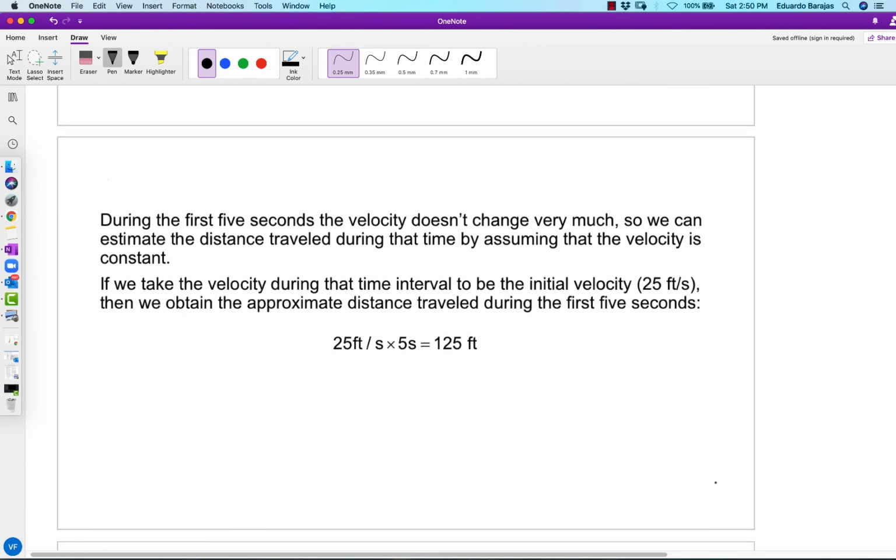So during the first 5 seconds, the velocity doesn't change very much, right? You can't really change your speed that dramatically in 5 seconds. So we can estimate the distance traveled during that time by assuming that the velocity is constant. If we take the velocity during that time interval to be the initial velocity of 25 feet per second, then we obtain an approximate distance traveled during the first 5 seconds to be 25 feet per second times 5 seconds. It looks like you traveled a total of 125 feet in those first 5 seconds.